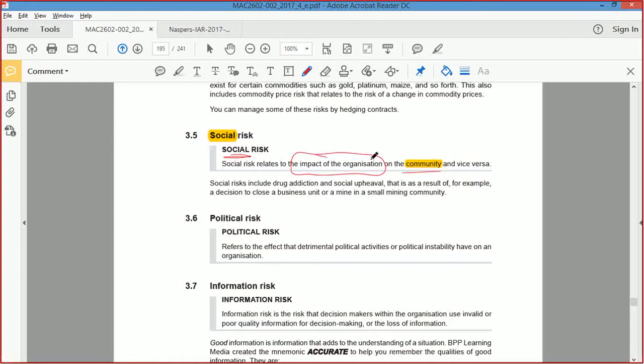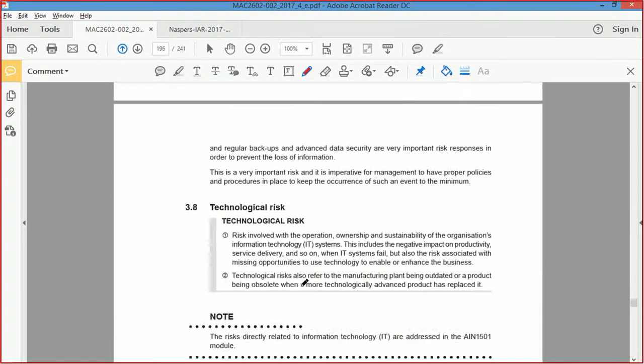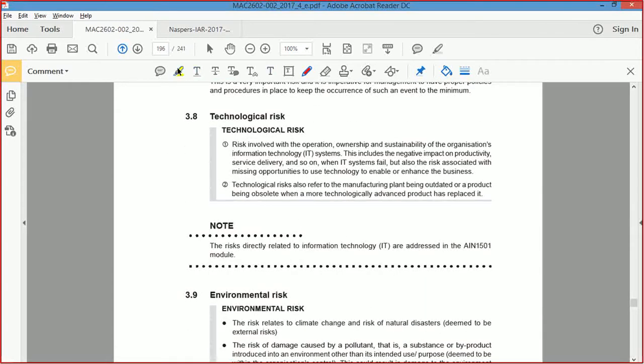Social risk, keep it simple. The word social means people. Communities. Do you agree? If certain communities are unhappy, there's a higher social risk. Yes, sir. Because communities are groups of individuals. And if groups of individuals are unhappy, then the impact on the organization will either be very high or very low, or very good or very bad. Okay, we've got political risk. It refers to the political activities or instability within a country.